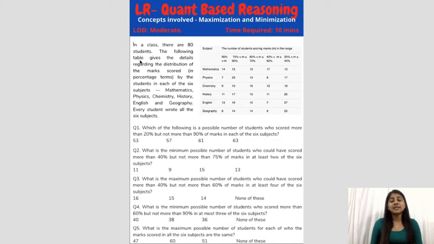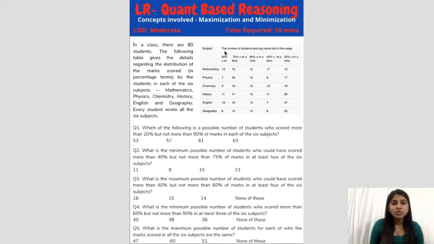Let's see the set. As I've told you, pause the video right here and try the set out yourself first, and then you can resume and see the solution. In a class of 80 students, the following table gives the details regarding the distribution of the marks scored in percentage terms by the students in each of the 6 subjects: mathematics, physics, chemistry, history, geography, and English. Every student wrote all the 6 subjects.